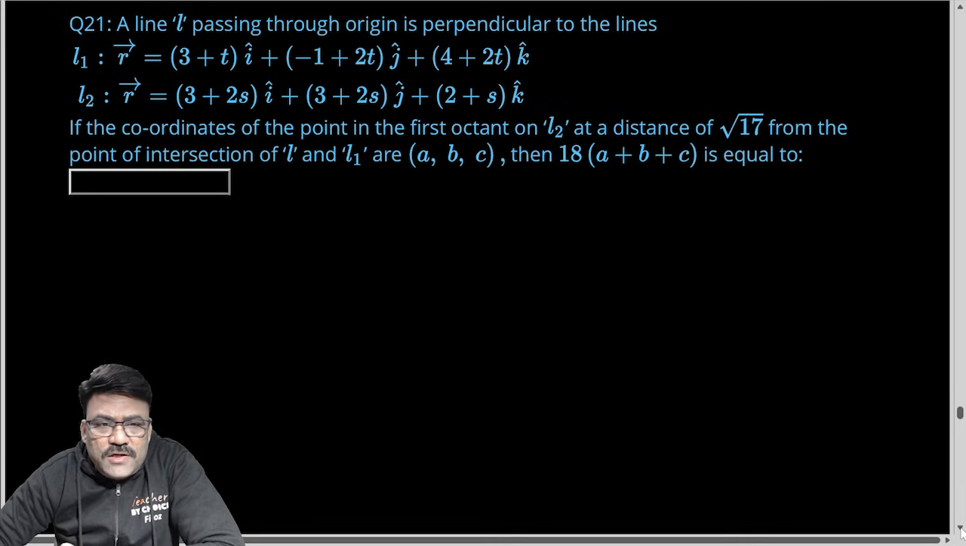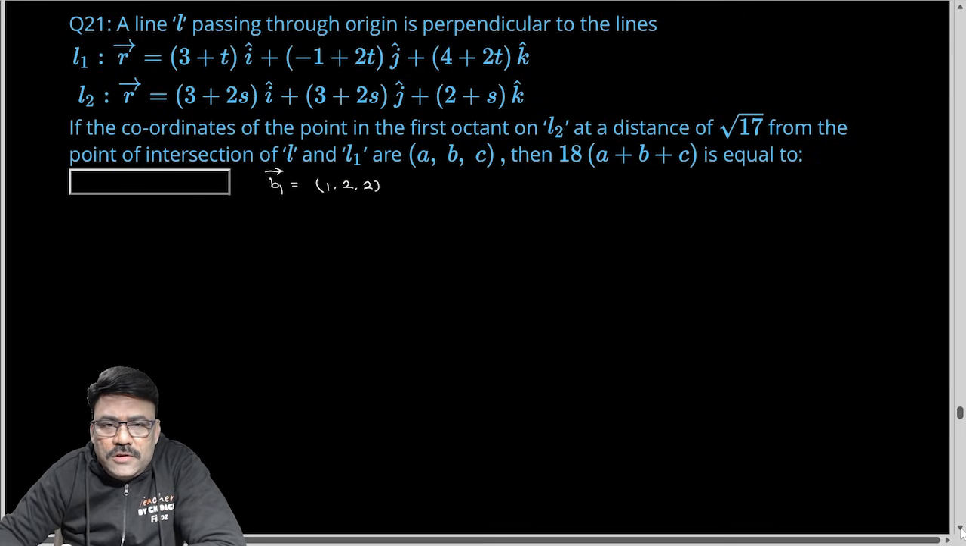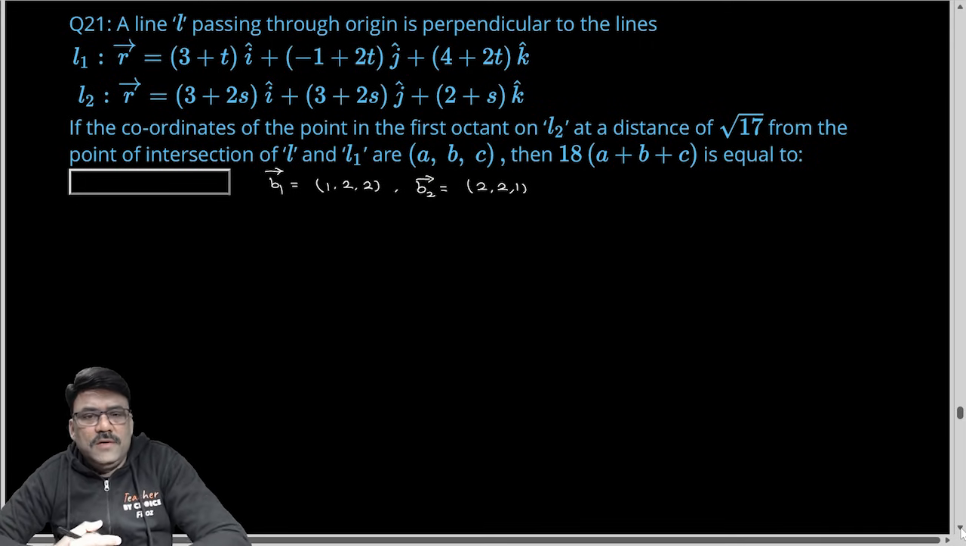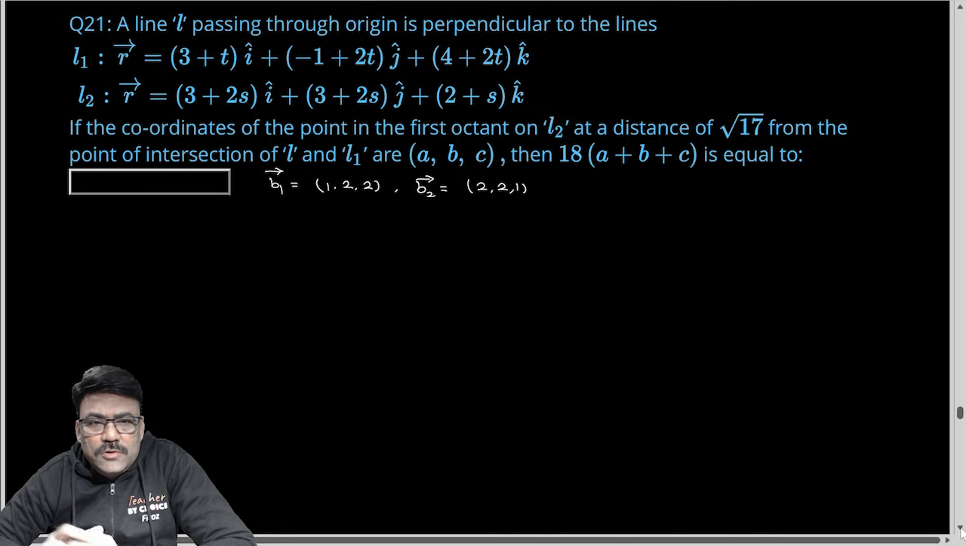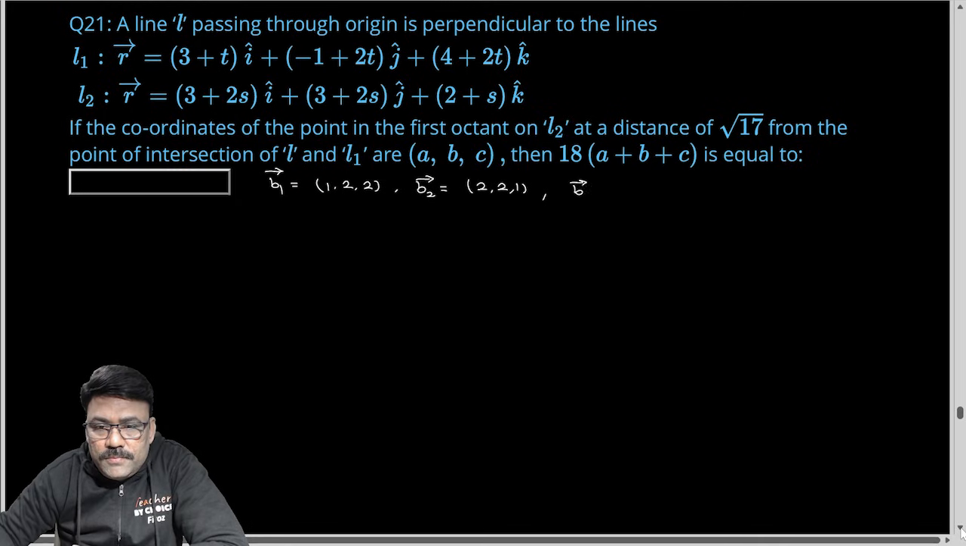Now what is the vector along the first line? Let me call this vector b1. The vector along the first line is i + 2j + 2k, so actually it is (1, 2, 2). And the vector along the second line is 2i + j + 2k, which is (2, 1, 2). Since the required line L is perpendicular to both L1 and L2, the vector along the line L is nothing but b1 cross b2. So let's find b1 cross b2 now.